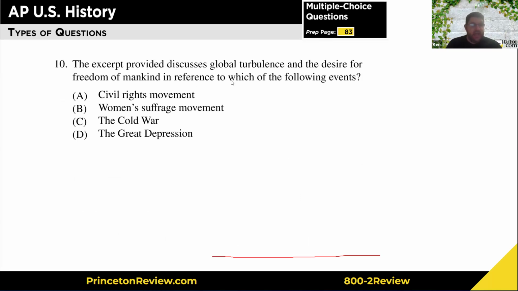So the excerpt discusses global turbulence and the desire for freedom of mankind in reference to which of the following? Well, look at these options. The Great Depression is not in the 1960s. There are multiple different women's suffrage movements, but both women's suffrage and civil rights, although these are ongoing through much of the 20th century, don't connect to the idea of global turbulence. And so the biggest picture event that's associated with this speech is the Cold War.